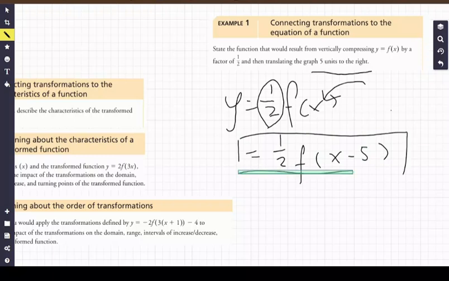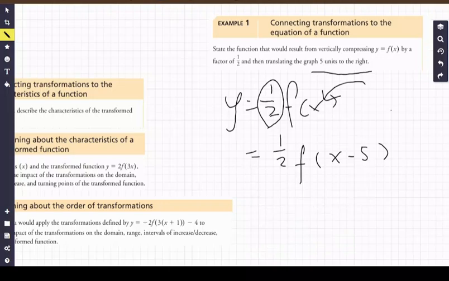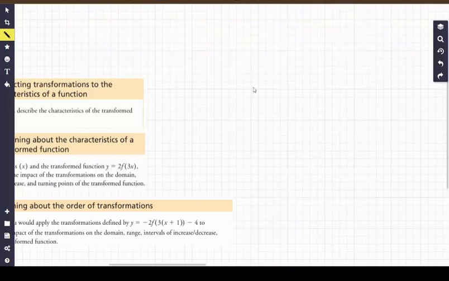And this is a generalized form. By that I mean you can sub any function in. So let's say y equals f of x, and f of x is equal to square root of x. Then we could just sub this in, and y would now equal 1 over 2 square root of x minus 5. This is a generalized form. We can input any functions we want. Let's go ahead and move on to the next example.